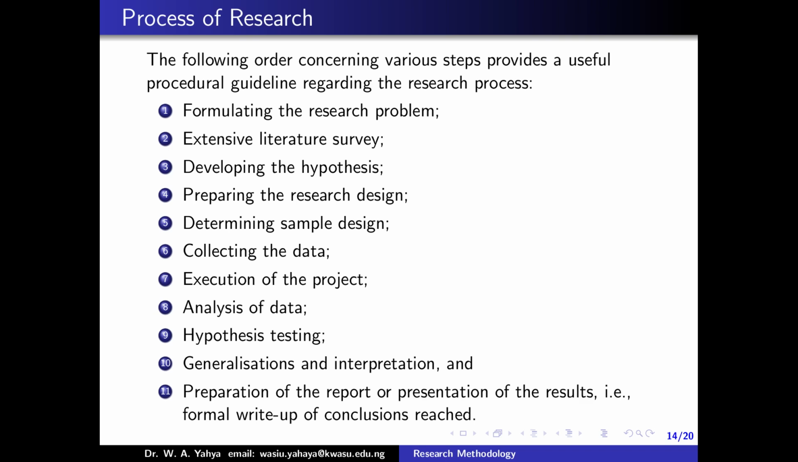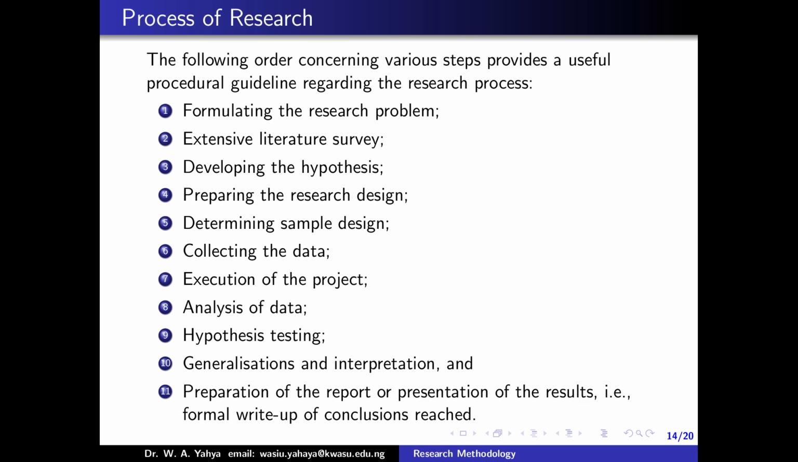So the following are the various steps that can be useful. Various procedural guidelines that can be followed in a research process. Number one, you formulate the research problem. What problem do you want to solve? You must know the research problem. So anytime you are presenting your final year report, we want to see the research problem. It's very, very important. What problem do you want to solve?